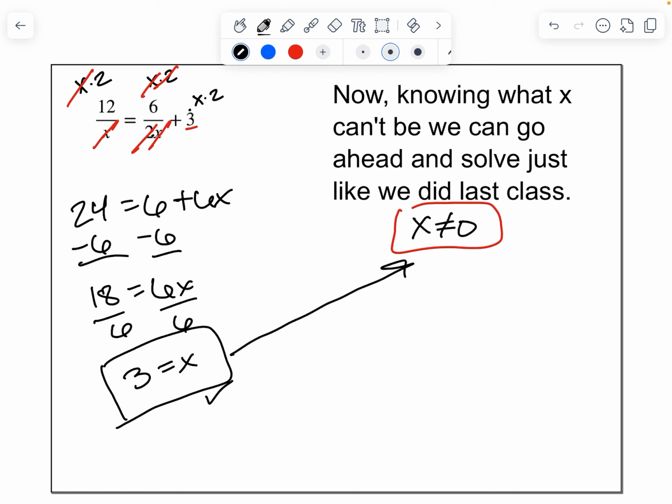You can go through and check this again on your calculator. You just sub in a 3 everywhere that there's an x in the original equation, and it should work out to where the left side is the same as the right side.